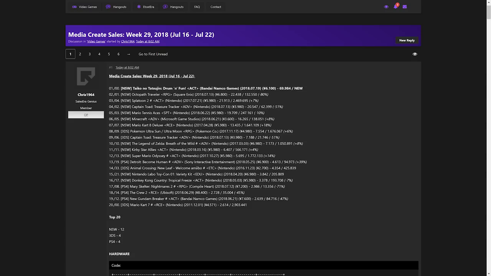At number 14, we have Animal Crossing New Leaf. Welcome Amiibo edition, apparently. It's sold 4,354 for a grand total of 425,839. At number 15, we saw Nintendo Labo Toy-Con 1. This is actually a big jump because it was at number 21 the week prior. Somehow must have got some sort of sales bump and is now at number 15. The variety kit is the most popular of the Nintendo Labo Toy-Cons. It sold 3,842 units for a grand total of 205,809.